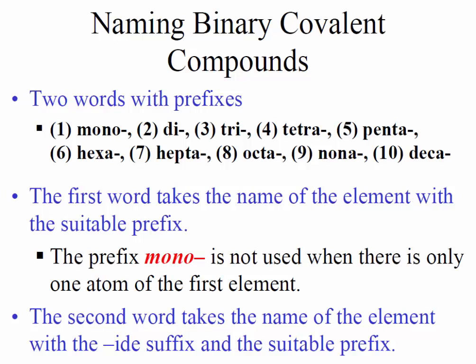And when you are naming a binary covalent compound, the first word takes the name of the element with the suitable prefix. The only exception being, if there's only one atom in the first element, you do not use the word mono. So for example, if you had one carbon and one oxygen, you would name it carbon monoxide rather than monocarbon monoxide. So you never use mono on the first word. The second word takes the name of the element with the "ide" suffix and the suitable prefix.